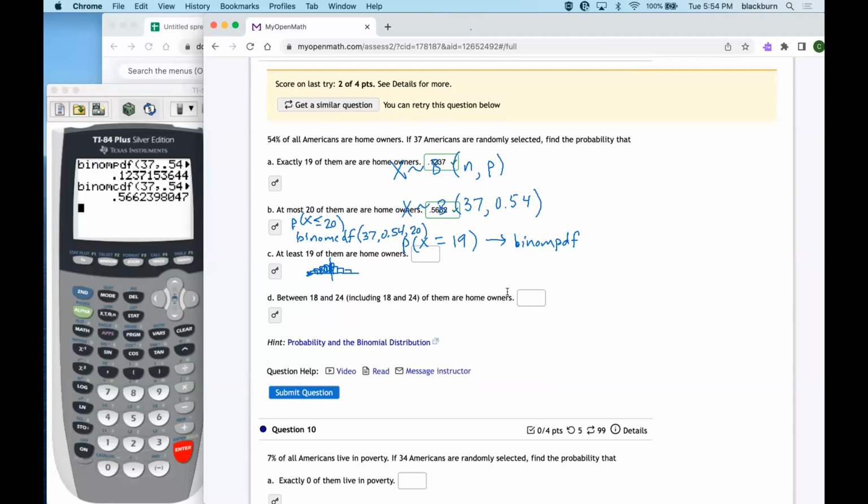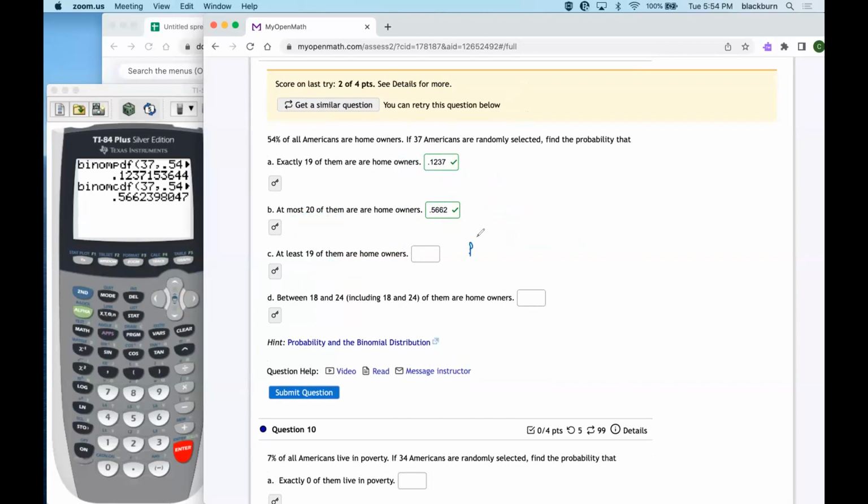All righty. Now we get into the tricky little devil. This next one's a tricky one. So at least 19 of them are homeowners. What we're being asked to do is find the probability that X is greater than or equal to 19. Well, that's going to be 1 minus the probability that X is less than or equal to 18, right? Because this is the probability that 0 plus 1 plus 2 plus 3 all the way up to 18. And then you subtract that from 1, and you're going to get the probability of 19 and above.